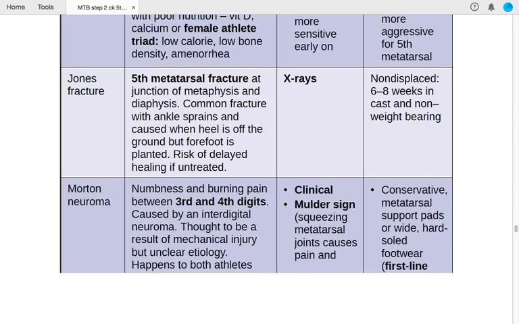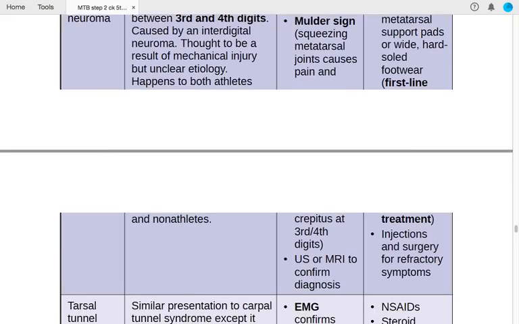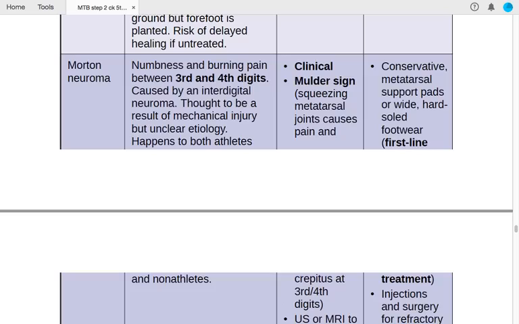Then we have Morton neuroma: numbness and burning pain between the third and fourth digits caused by an interdigital neuroma, thought to be a result of mechanical injury but of unclear etiology. We don't know the etiology, unfortunately. It happens to both athletes and non-athletes. Clinically we have to diagnose this. We will find the Mulder sign. What is the Mulder sign? Squeezing the metatarsal joint causes pain and crepitus at the third and fourth digits.